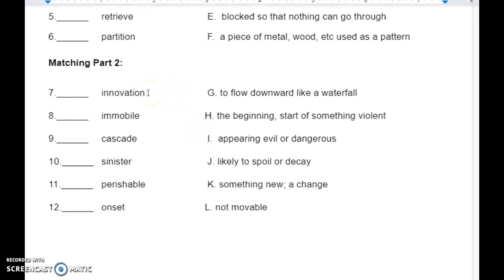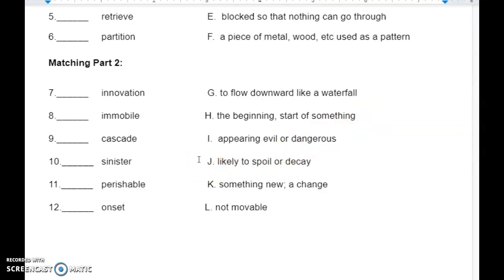In our second half, we have innovation, immobile, cascade, sinister, perishable, and onset. G, to flow downward like a waterfall. H, the beginning or start of something violent. And it doesn't always have to be violent. I, appearing evil or dangerous.